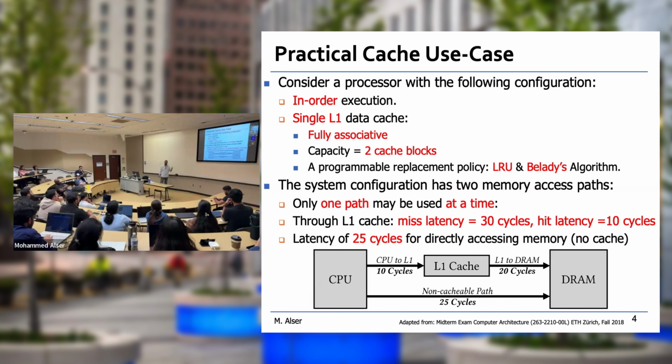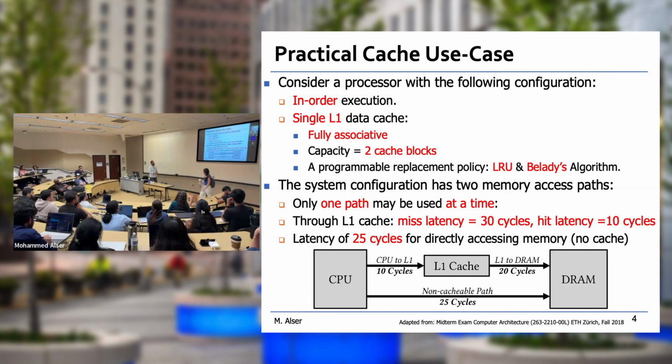Now, if we get a miss, 30. Excellent, 30. So 10 plus 20, it's not only 20. If we get a miss, it means the data is not here, so we have to go to the DRAM, bring it to the cache, and then from the cache to the CPU. So the total cost is 30 cycles.